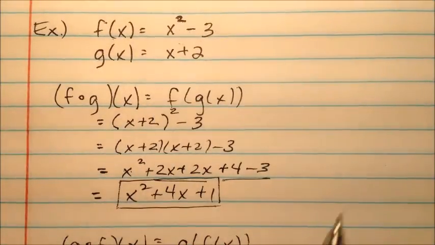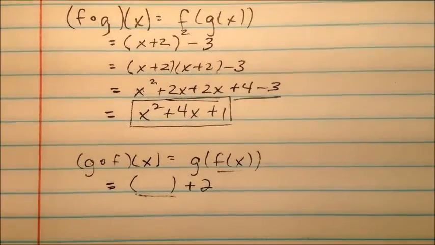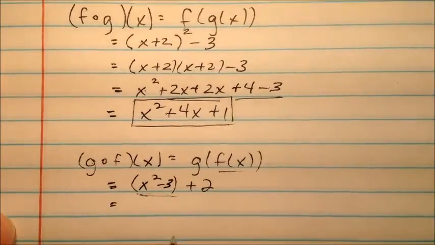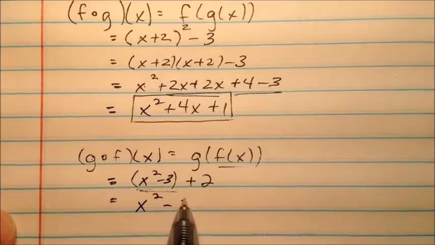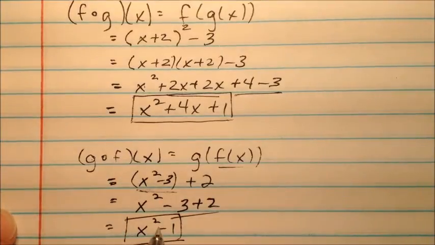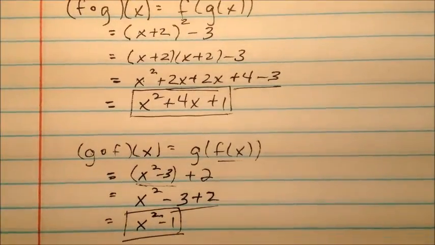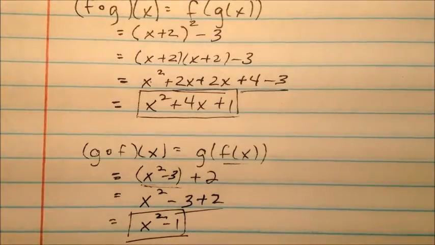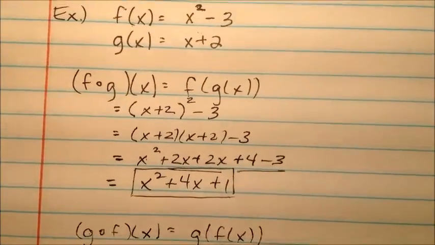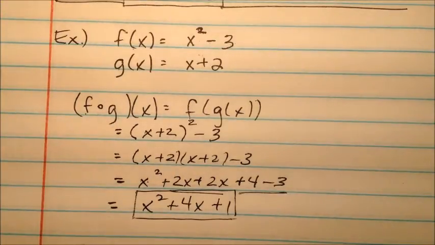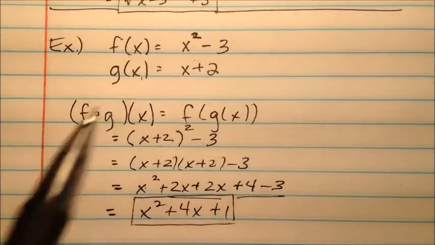It's going to be x squared minus 3 because it's our f function. So we're going to put x squared minus 3 in there. When we simplify, it'll be x squared minus 3 plus 2, which those are like terms, so it'll be x squared minus 1. So we can find the composition of those functions as well, and g circle f of x is going to give us x squared minus 1. And f circle g of x is going to give us x squared plus 4x plus 1 for these two functions, f and g.